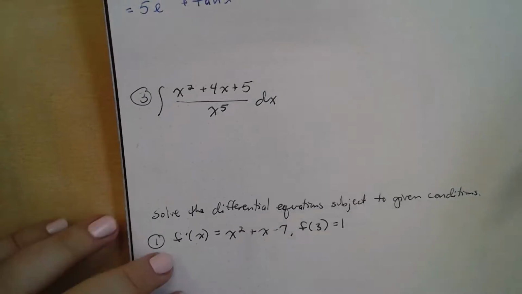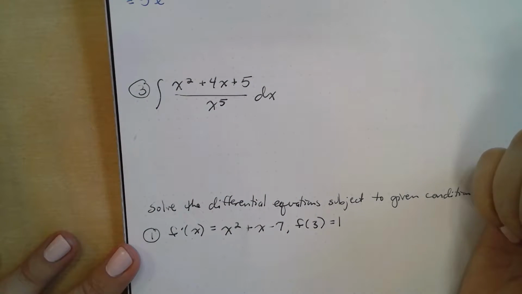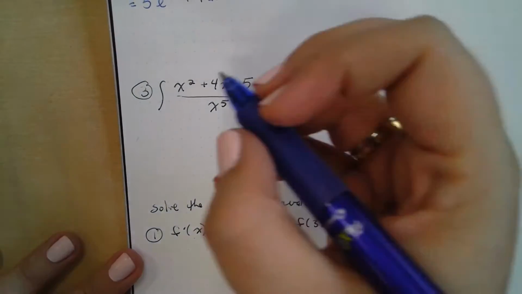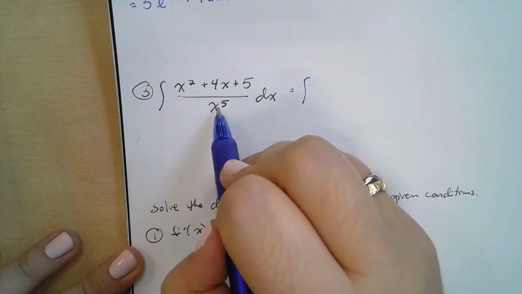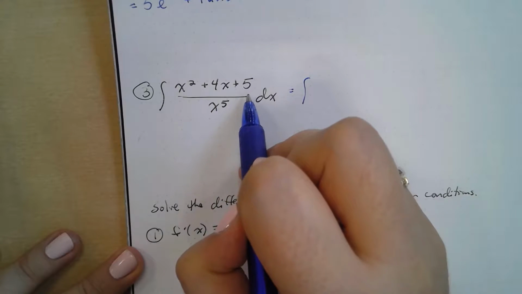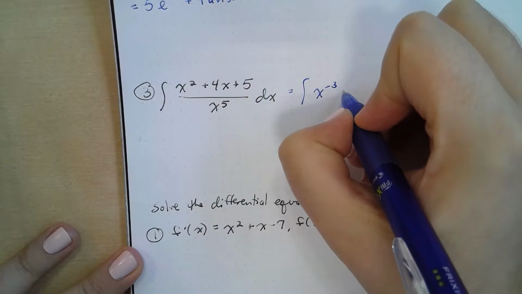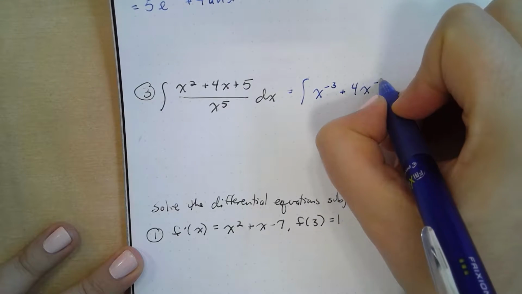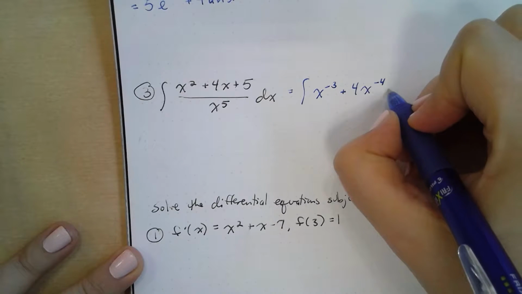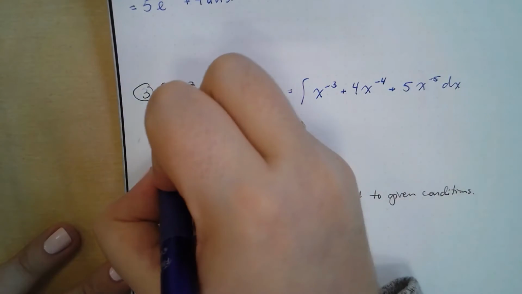And finally, another example here. We have x squared plus 4x plus 5 over x to the 5th dx, the integral of that. Well, this can be rewritten, and you can obviously divide each portion here. So this is going to be the integral of x to the negative 3 plus 4x to the negative 4 plus 5x to the negative 5 dx.